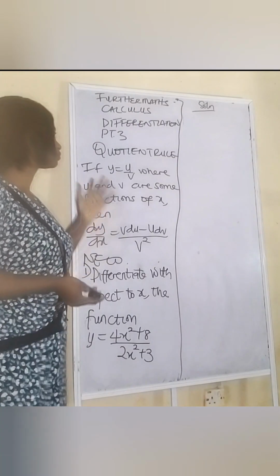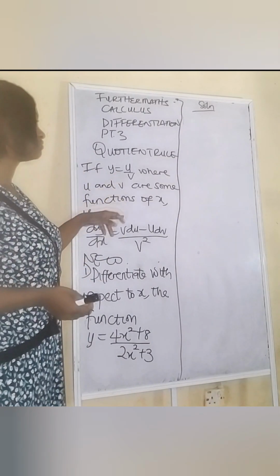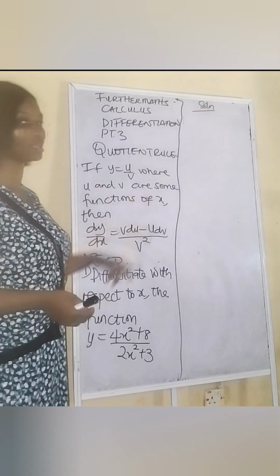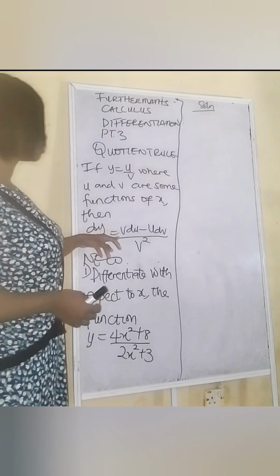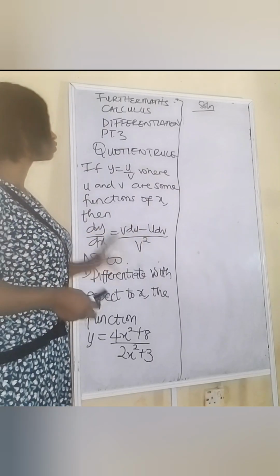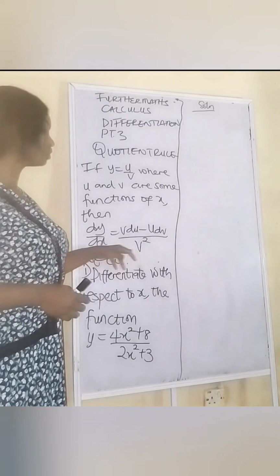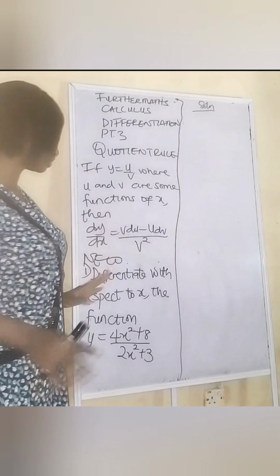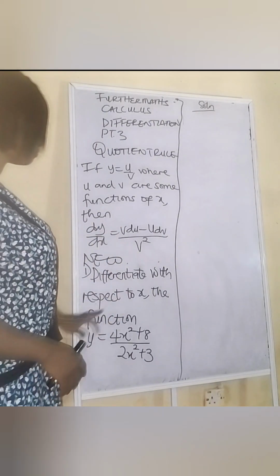So this is the quotient rule. If y equals u over v, where u and v are some functions of x, then dy/dx equals (v du minus u dv) over v squared. So this is the formula for the quotient rule. You understand? It's different from the product rule. Okay, so now let's differentiate this with respect to x.